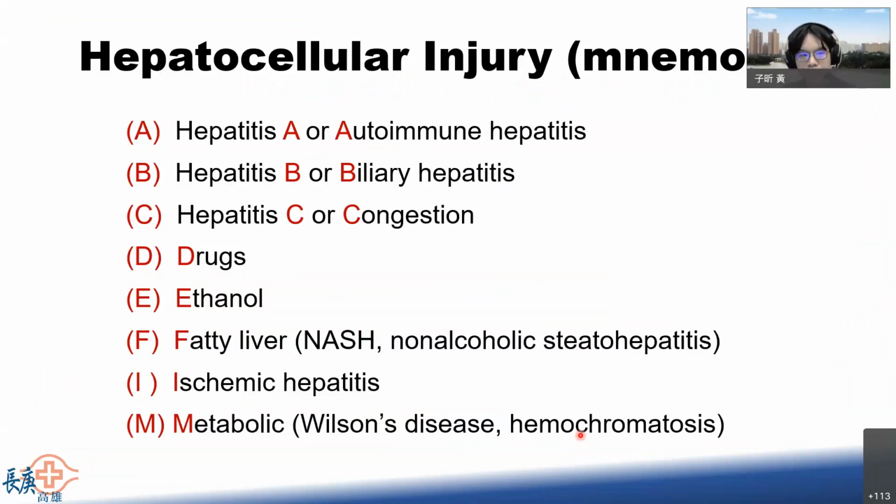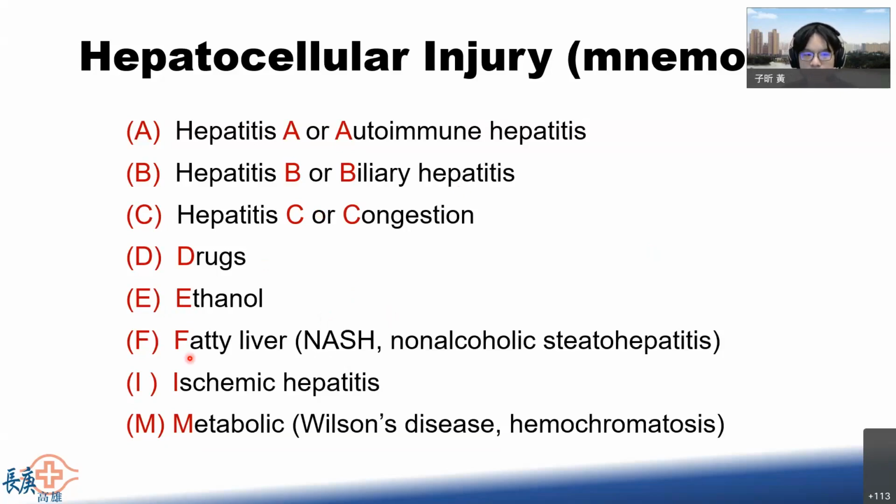A may be related to hepatitis A or autoimmune hepatitis. B may be related to hepatitis B virus or biliary hepatitis. C may be due to hepatitis C virus or congestion. D may be due to drug-induced liver injury. E may reflect ethanol, alcohol use.